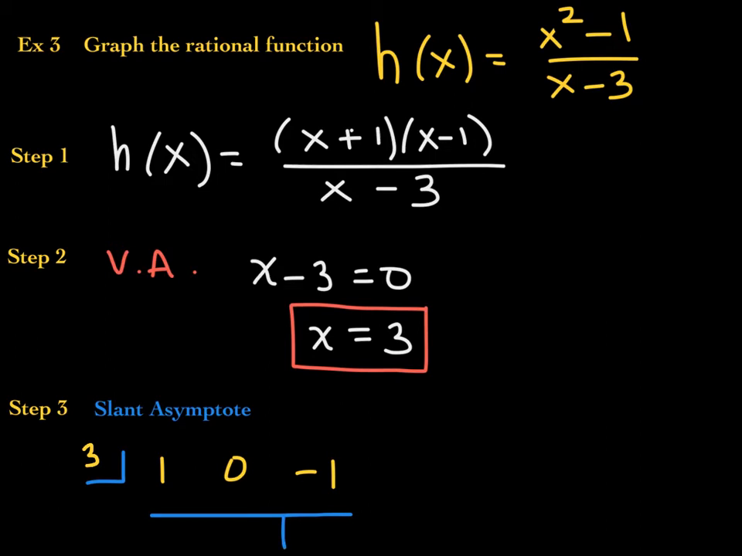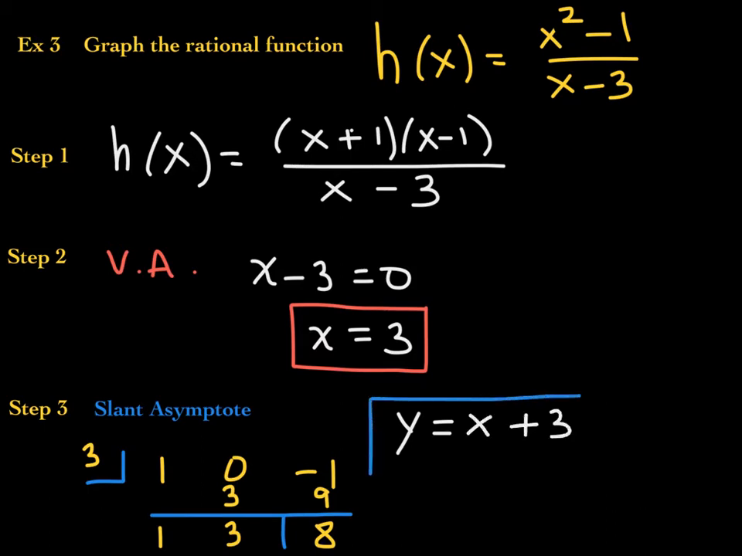All right, so let's do this. Let's bring down the 1 here. 3 times 1 is 3, 0 plus 3 is 3, 3 times 3 is 9, negative 1 plus 9 is 8. The equation that defines the slant asymptote is y equal to the quotient, which is 1x plus 3. This is the slant asymptote. Okay, so this is a line in slope-intercept form, right? It's a line whose slope is 1 and whose y-intercept is 3.